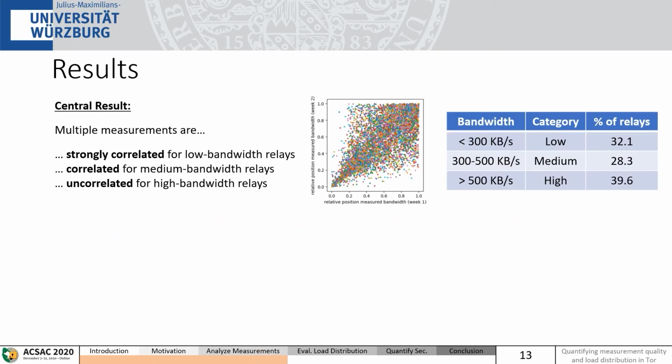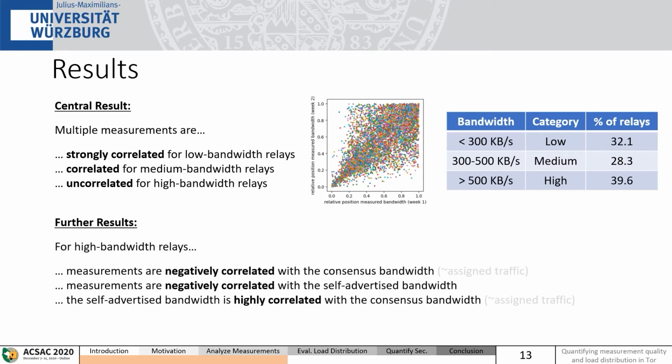However, our evaluation shows that this is not the case. Instead, measurements are stable only for low bandwidth relays. While there still is a significant correlation for medium bandwidth relays, multiple measurements are uncorrelated for high bandwidth relays. Even more concerning, for these high bandwidth relays, the measurements are negatively correlated both with the self-advertised bandwidth of this relay as well as the consensus bandwidth of this relay. Instead, the consensus bandwidth correlates highly with the self-advertised bandwidth. This means that the traffic attracted by high bandwidth relays is influenced more by the untrusted self-advertised bandwidth rather than measurements. This is concerning as it allows high bandwidth relays to attract more traffic by lying about their bandwidth.